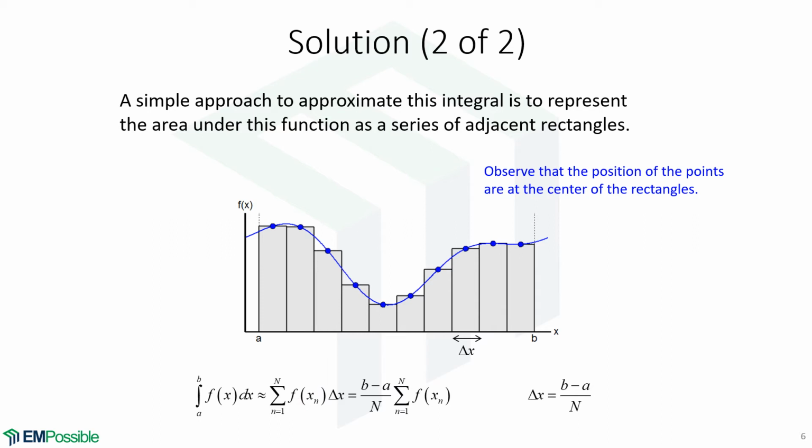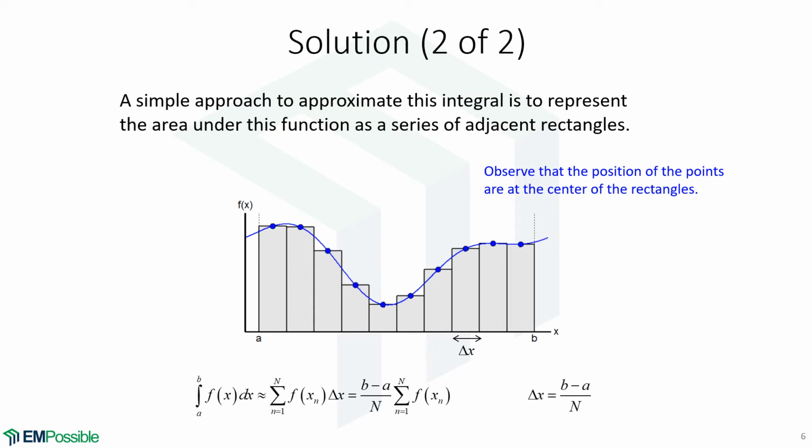Another way to write this is we bring the delta x to the outside and we calculate what the delta x is. What is delta x? Well, it's b minus a. That's the entire span that we're integrating. And if we divide by the number of points, the number of rectangles we have, this is how we would calculate delta x. And that's what I've written over here. Delta x is b minus a divided by n, where n is the number of points, also the number of rectangles.